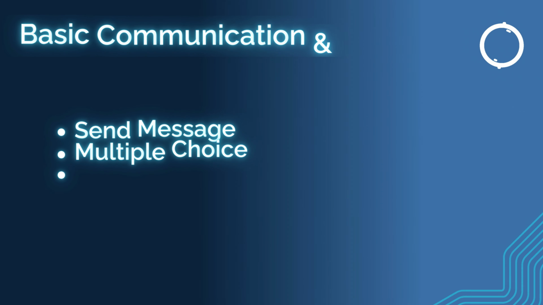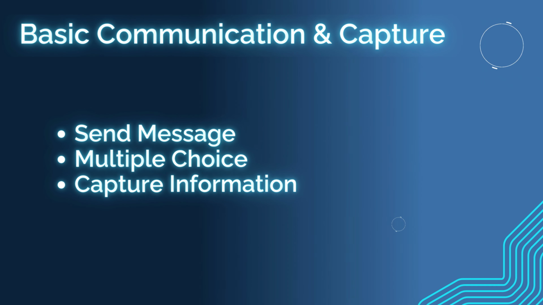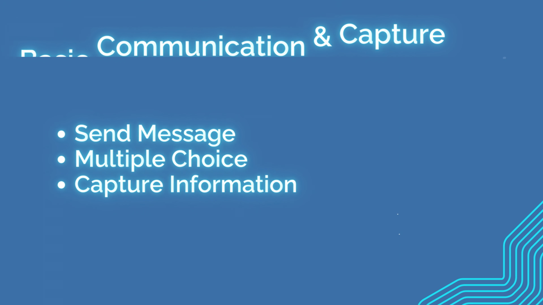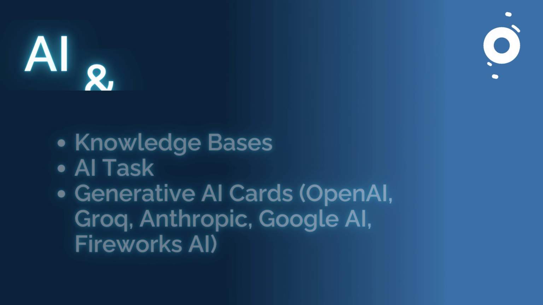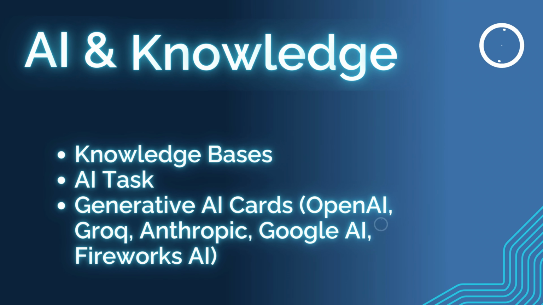If nodes are the building blocks, cards are the tools you put inside them to make the bot do things. You can stack cards inside the standard node to create a sequence of actions. Here are some of the most common types. Basic communication and capture: Send message and multiple choice are used to send text, images, or present buttons and choices to the user. Capture information gathers and stores user input like their name, email, or any other personal information. Knowledge bases: this card is used in autonomous nodes to search your uploaded documents or website data for an answer.